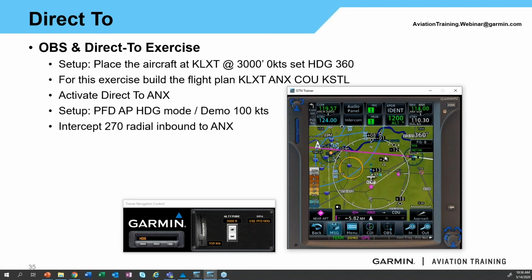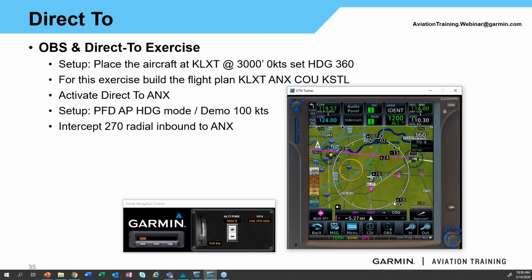So this is great for when you're getting a heading to intercept clearance. And since the course is set, all I need to do on the autopilot is press the nav button to arm it. And when I get close enough, it's going to automatically switch from heading mode to nav mode and turn on course to ANX, and then COU, and so on. We can see it's an en route direct to at the bottom of the screen at the CDI bar, where we have the direct to symbol to ANX and then the next fix after that.